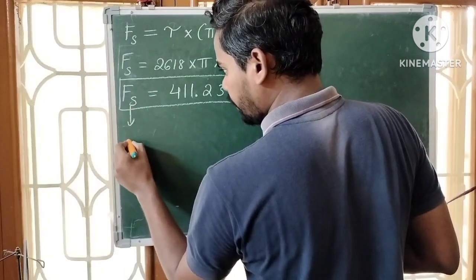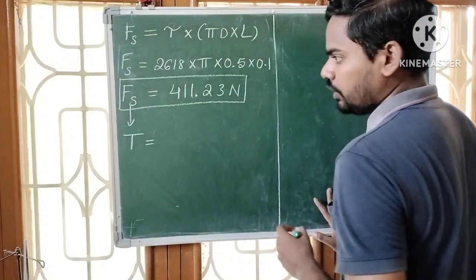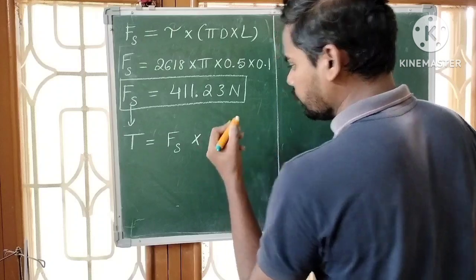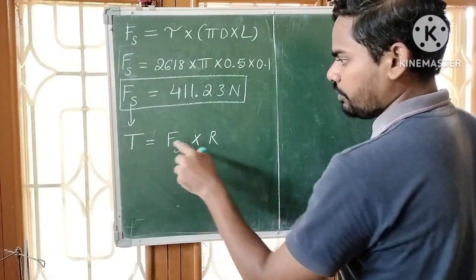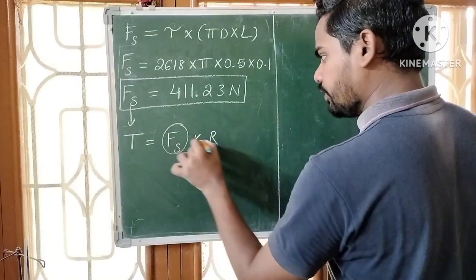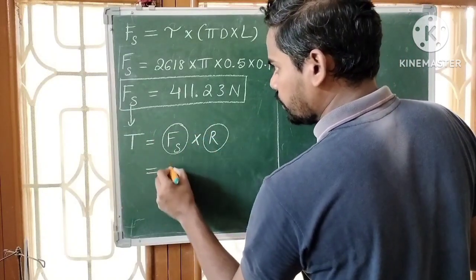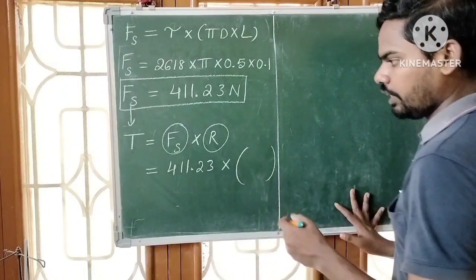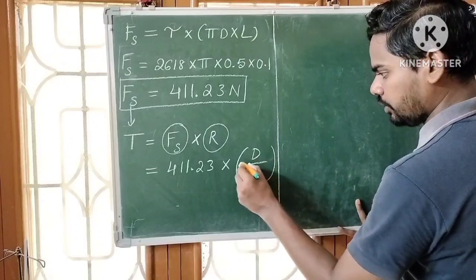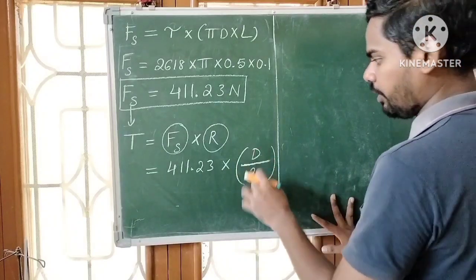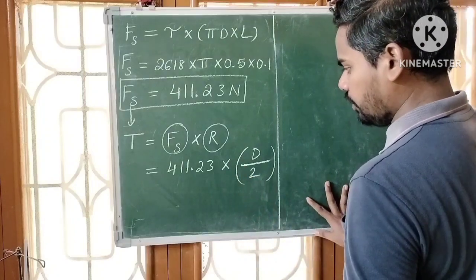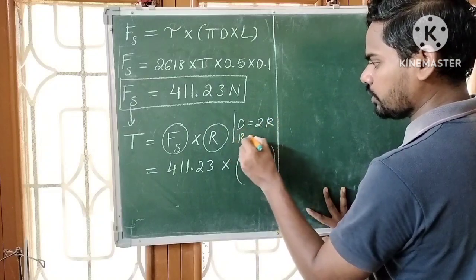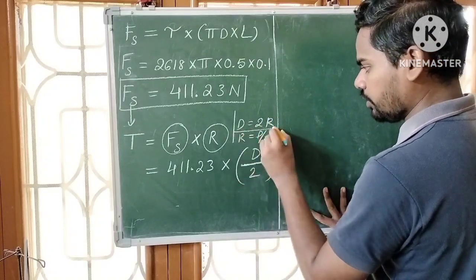Using shear force we can find the torque on the shaft. Torque on shaft is equal to shear force on shaft into the radius of the shaft. So shear force on shaft 411.23 into the radius of the shaft. Radius is half of the diameter, d by 2. Diameter by 2 is equal to radius, because diameter is equal to 2 times the radius.